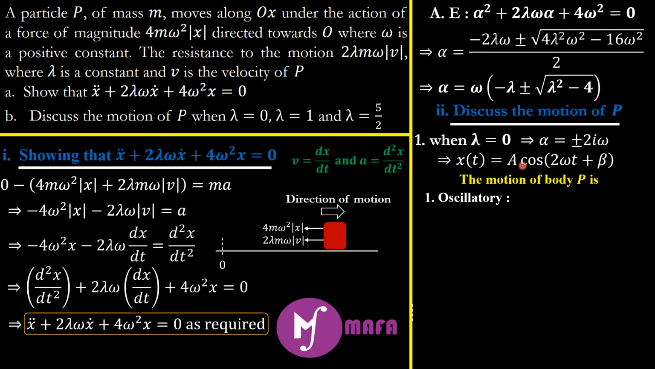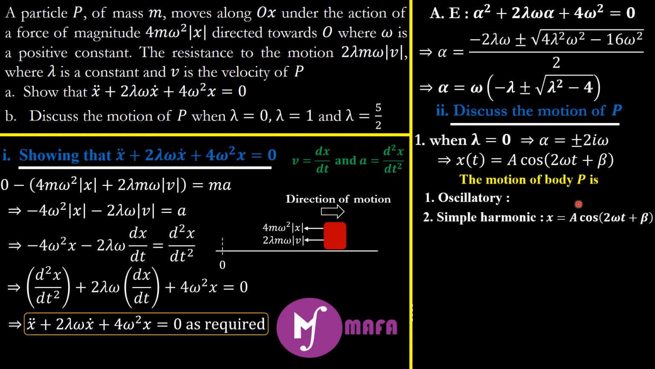Now this cos(2 omega t plus beta) is called the oscillating factor because it is what makes it sinusoidal, and this a here is called the maximum displacement, or the amplitude of the motion. So it is oscillatory. Why? Because it passes through the equilibrium position many times. Now the next thing is that it is simple harmonic. Why is it simple harmonic? Because it can be written in this form.